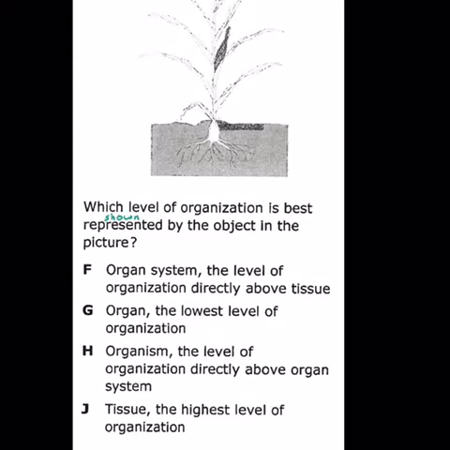Question 12. Which level of organization is best represented or shown by the object in the picture? The object in the picture is a corn plant with stem, a stalk of corn, roots, and the ground shown. Which level of organization is best shown by the object in the picture? F. Organ system, the level of organization directly above tissue. G. Organ, the lowest level of organization. H. Organism, the level of organization directly above organ system. J. Tissue, the highest level of organization.